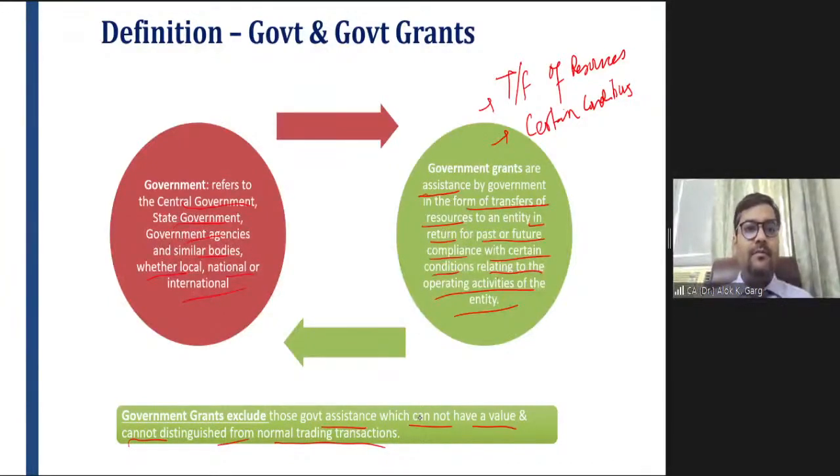Yeah. Priti is asking, does it include foreign government also? Yes, Preeti, it includes foreign government also. So it includes central government, state government. It does not say that it includes only the central government of India, or only state governments of India. Okay, if the company is getting a grant from UNESCO, from WHO, from the US Embassy, again it is a government grant.